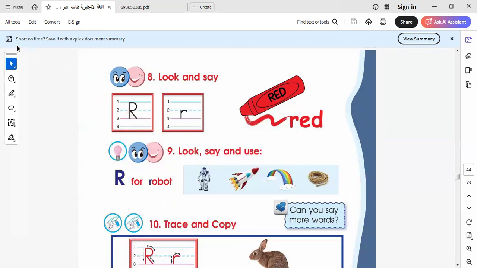Here we know another letter. In this unit we learn capital D and small d, the letter D. We also learn capital R and small r.